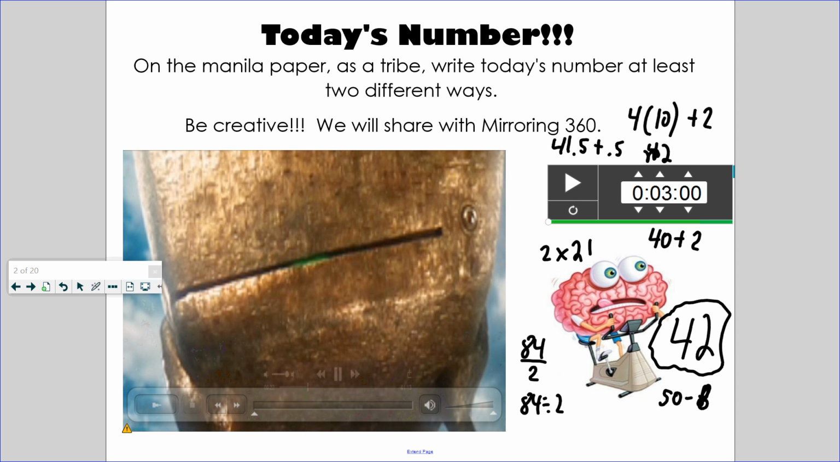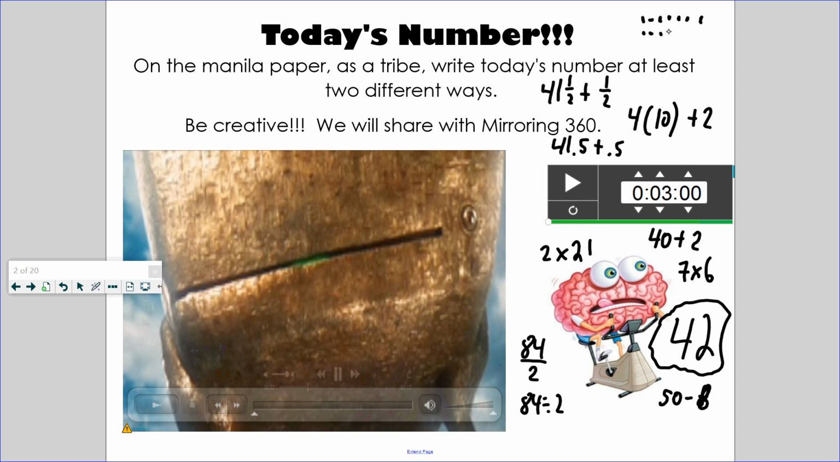Could I represent it with fractions? Let's do it quick. 41 and a half plus 1/2. A half plus a half makes 1 whole, which when you add it to 41, the sum is 42. So there are many ways you can represent 42. 7 times 6. You can represent it with a rectangular array, like 1, 2, 3, 4, 5, 6, 7.